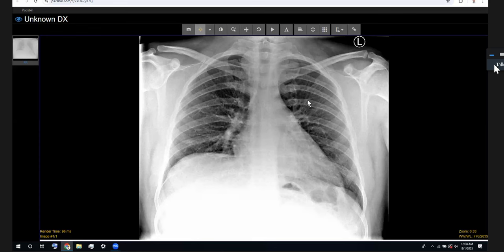What differentials are you thinking? The first thing is it is extending above the clavicles. It's a positive cervicothoracic sign. So it is not in the anterior mediastinum. If it becomes blurry above the clavicle, it's in the anterior mediastinum. If it's seen sharply, crisply, it's not in the anterior mediastinum. So we can say that for sure.